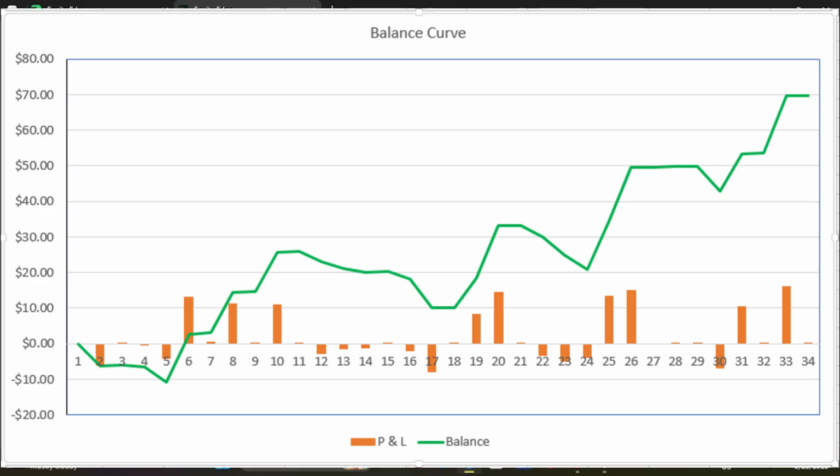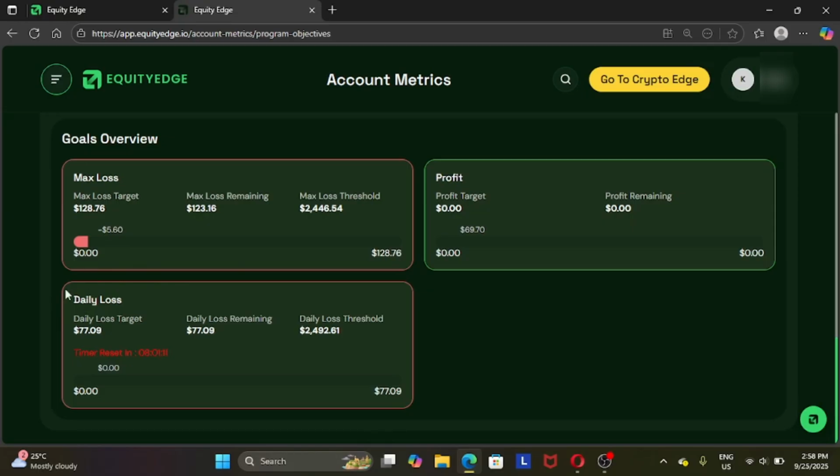We're still fine here. Daily loss, we're good. Profit, we are 69.70. Max loss, we have it here. I don't know why max loss doesn't stay consistent at 125. It's like 128, 126, 123. This one is like that because I have -5. But it will always be around 125, and it's trailing.